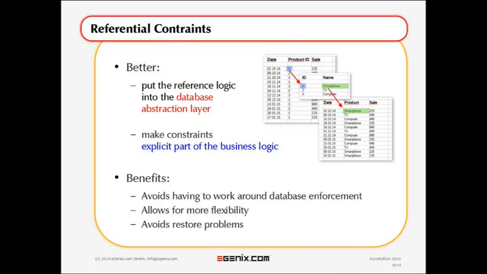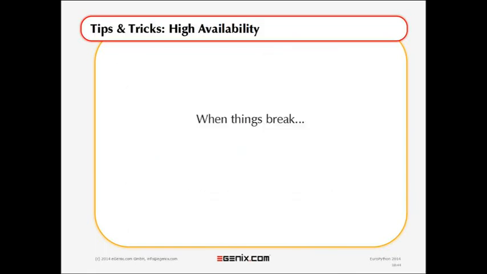and put everything into the Python database abstraction layer, which has much more knowledge about these things. It's also a good idea to put those things into the business logic. And then you avoid all these things. So if you run into an emergency situation where you have to quickly load data from a backup again, you don't have to think about how to turn off the referential constraints. You just load everything and it works.